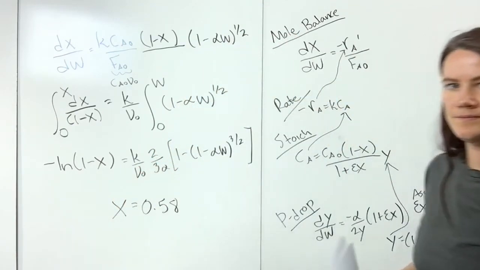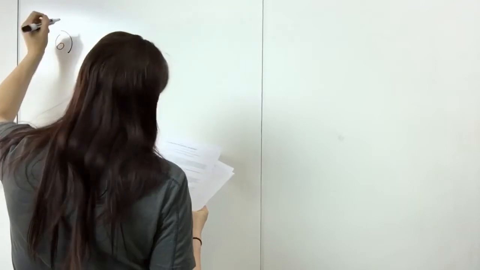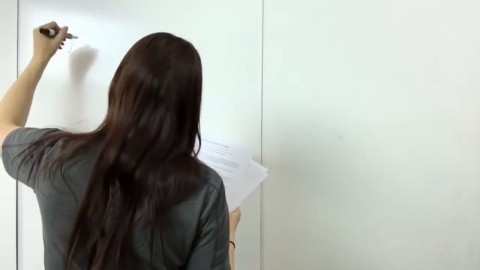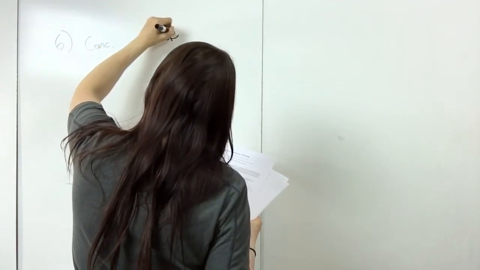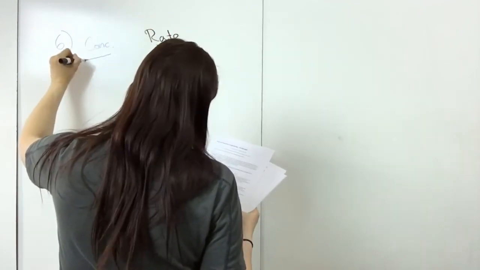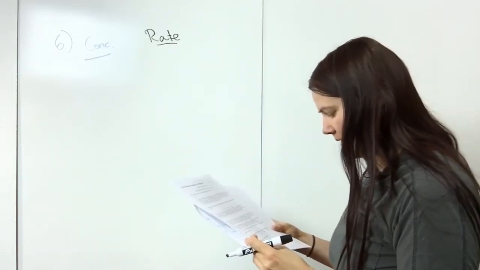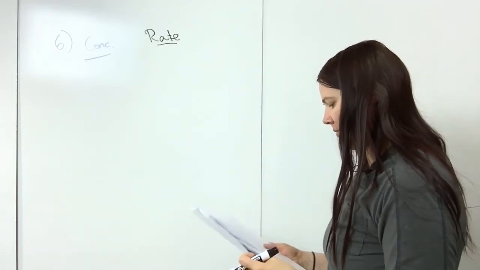0.58. Number 6, it says the following rate versus conversion data was obtained. So you have a concentration and a rate, and he gave you data for those, and then it says determine the order of reaction and the rate constant.